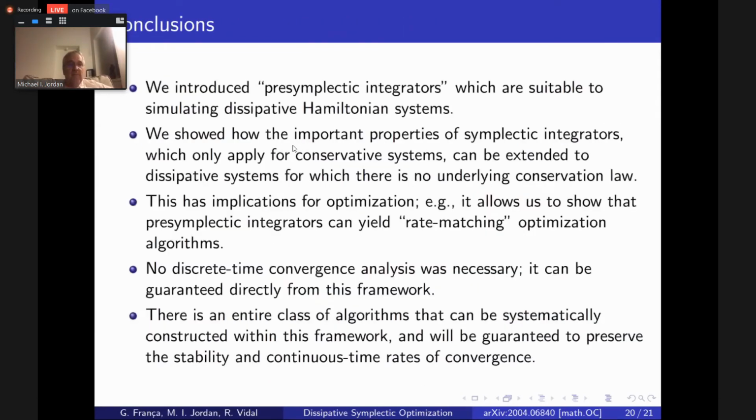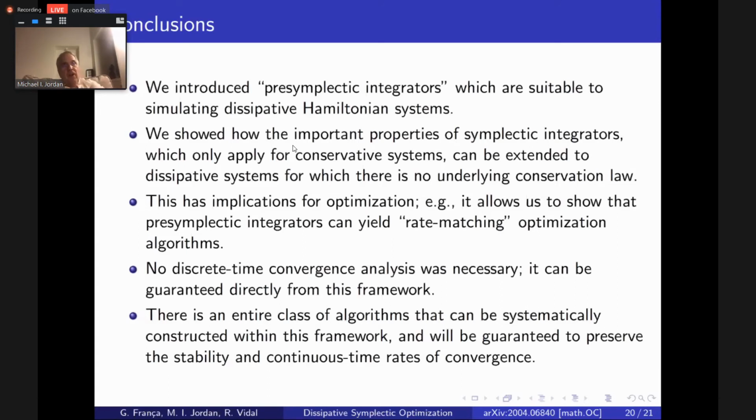I'm going to take a couple more minutes to say something that's a little bit more like dessert. That was the meat and potatoes. But just to summarize, we've introduced the idea of pre-symplectic integrators. We've embedded ourselves in a higher space. We're able to use the mathematics of conservative systems, even though we're looking at dissipative systems. And this allows us to talk about rate matching.